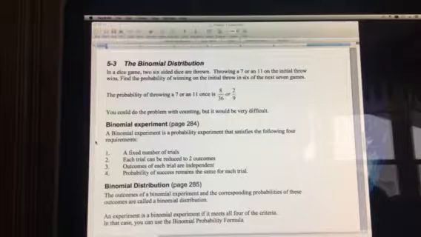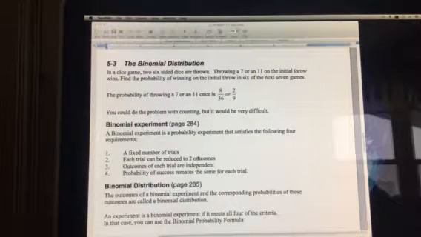All right, so first off, a binomial experiment. A binomial experiment is a probability experiment that satisfies the following four requirements. It must satisfy all four. Number one, you must have a fixed number of trials. Whatever the experiment is, we know how often we're going to do it.